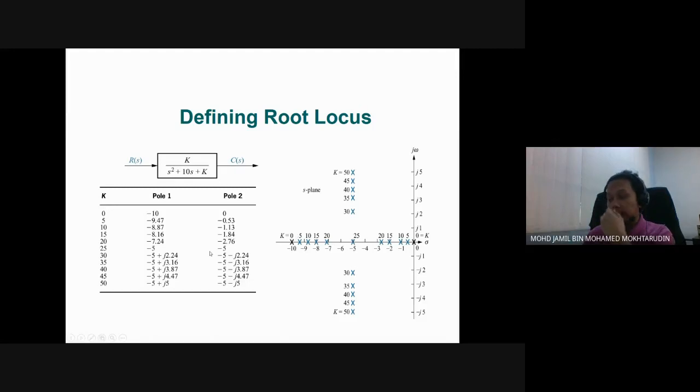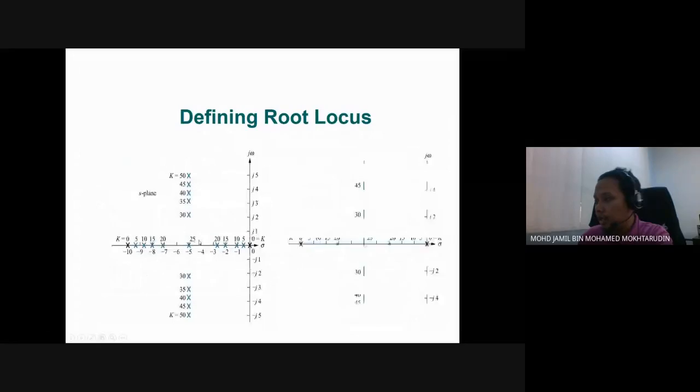And then you can plot the poles on the S-plane. So here are the poles when K equals 0. There are two poles here, one here at -10, and another one here at 0. And then you repeat the plot, okay? You plot the value of poles when K equals 5. So it's here and here, and then repeat for K equals 10 and so on until K equals 50. So you will see a trend here, like a cross, okay?